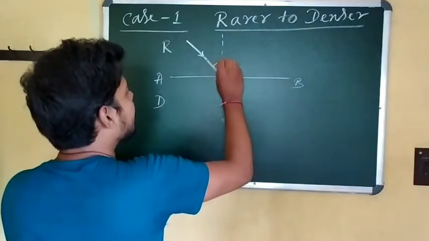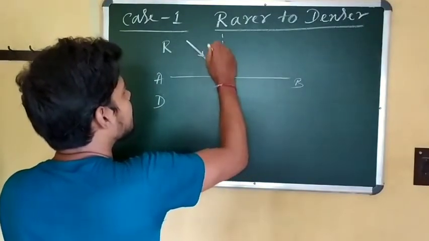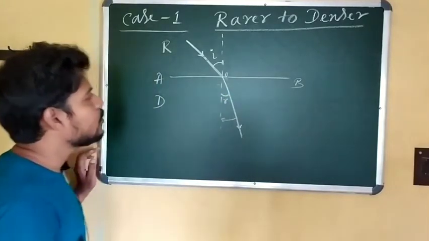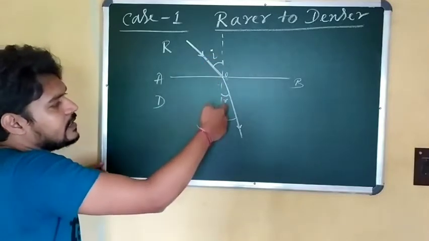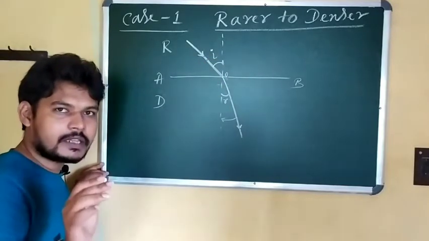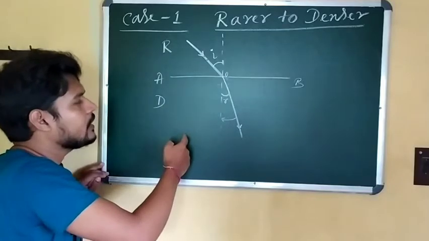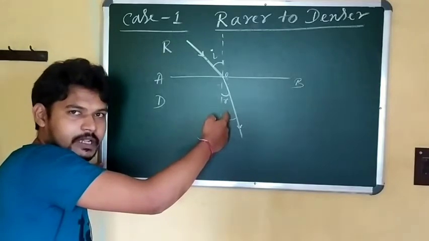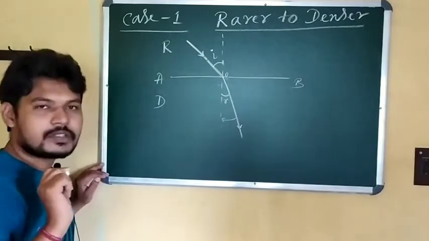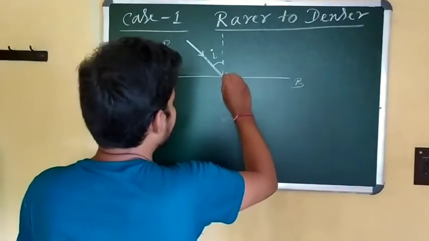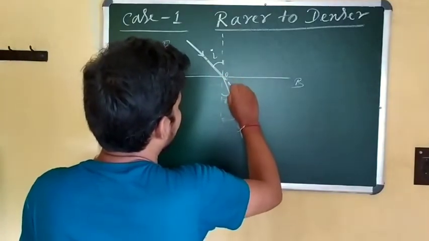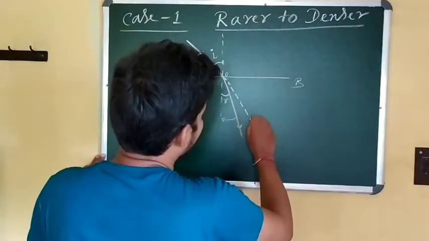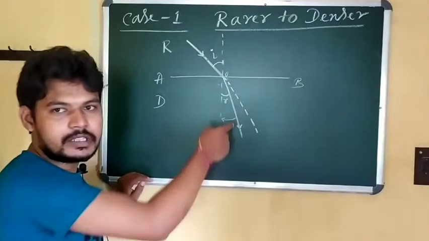If we indicate the angle of incidence as I and the angle of refraction as R, then you can see that angle I is greater than angle R. When light travels from rarer to denser medium, the angle of incidence is greater than the angle of refraction. Okay. Now one more thing is also present here. If there is no deviation in the light path, then it should move along this dotted line.